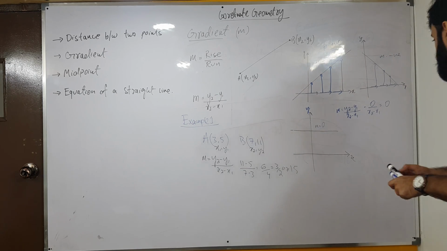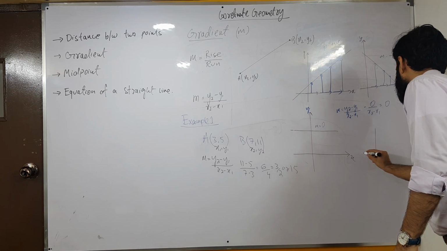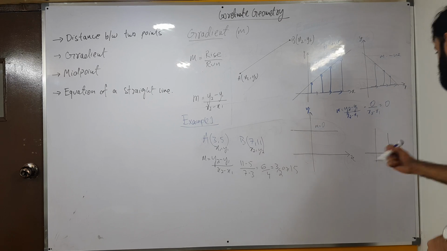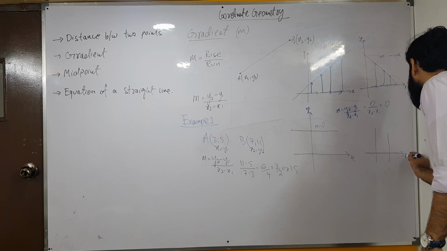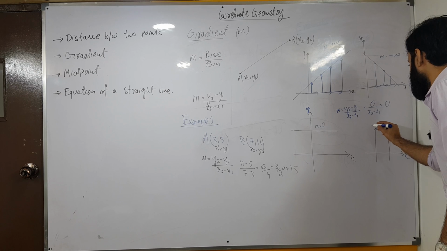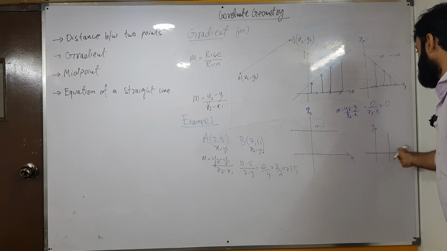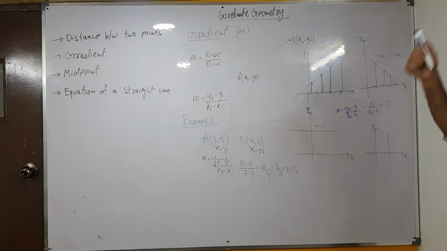Okay, now we come to the fourth and the final case. Suppose you have a vertical line. Okay, so what do you think this line is doing? Is this line running? Is there a horizontal change? Let me tell you what I mean. Is this line going towards the right or left? Or is it just a vertical line?